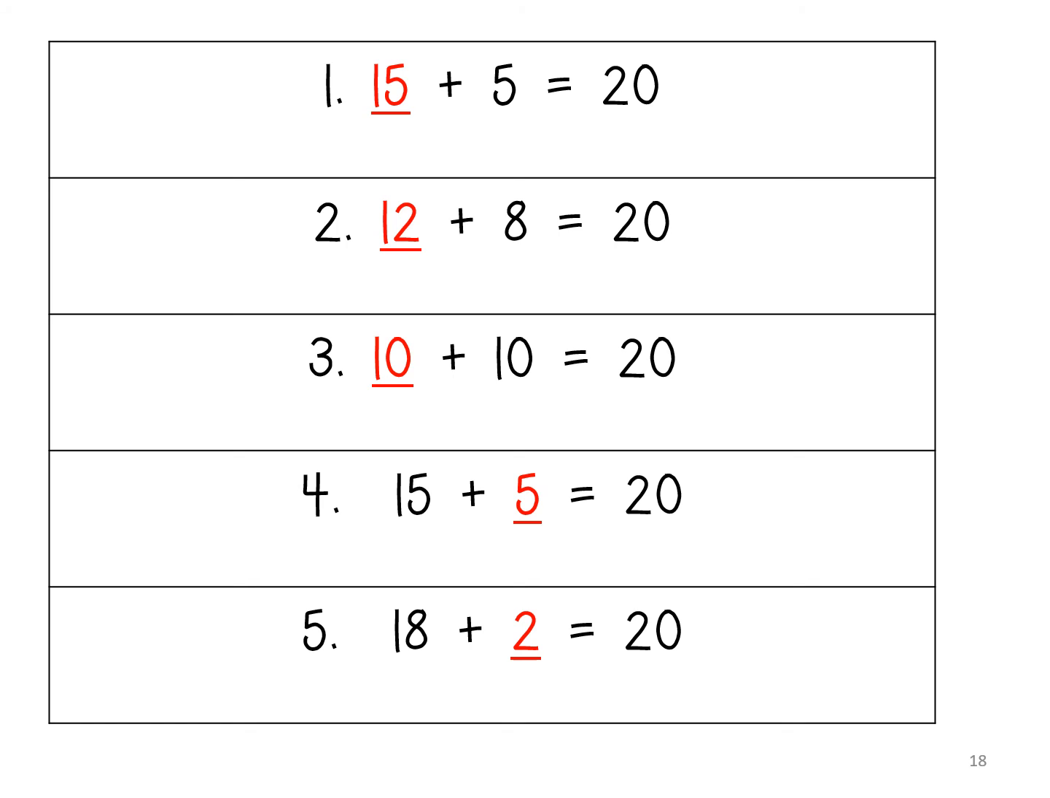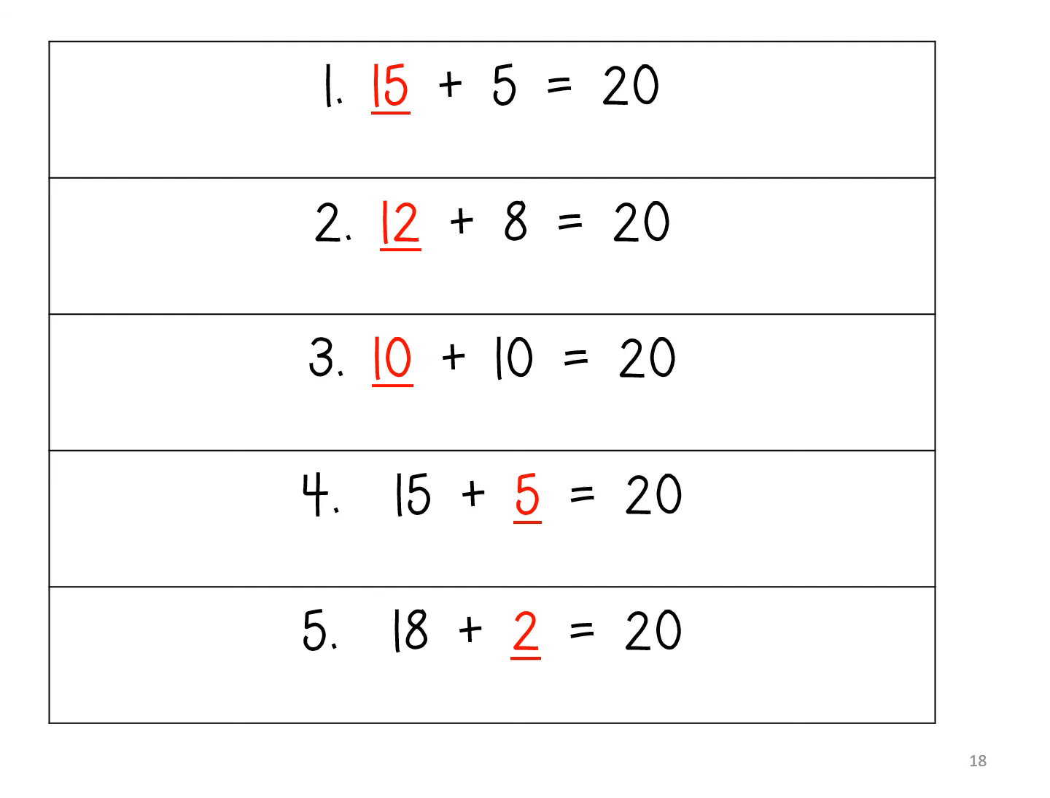Now let us see how we have arrived at our answer for number 3. 20 minus 10. So 20, you can hold out 10 fingers. Let's count backwards. 19, 18, 17, 16, 15, 14, 13, 12, 11, 10. That is how we got our answer 10.